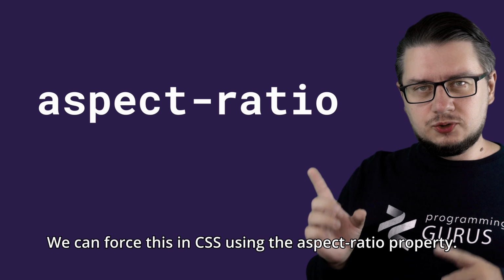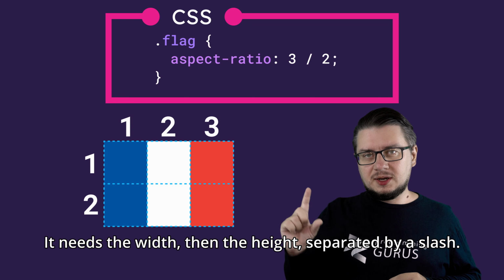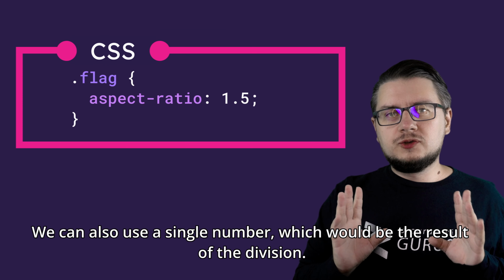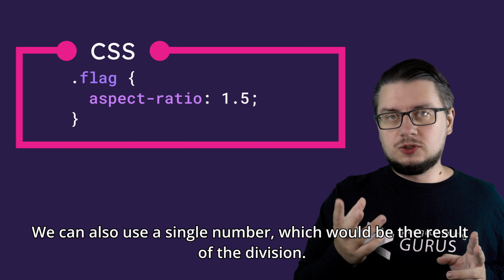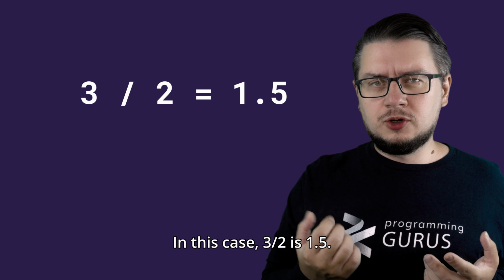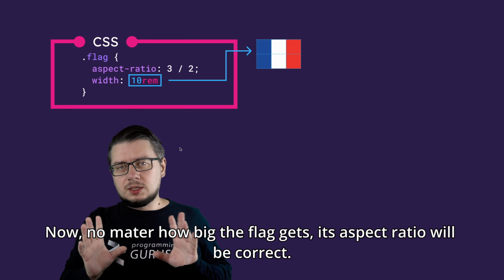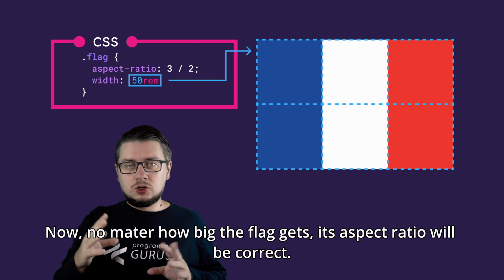We can force this using the aspect ratio property. It needs the width, then the height separated by a slash. We can also use a single number, which would be the result of the division. In this case, 3 divided by 2 is 1.5. I prefer the slash syntax, it's much clearer. With this, no matter how big the flag gets, the aspect ratio will be correct.